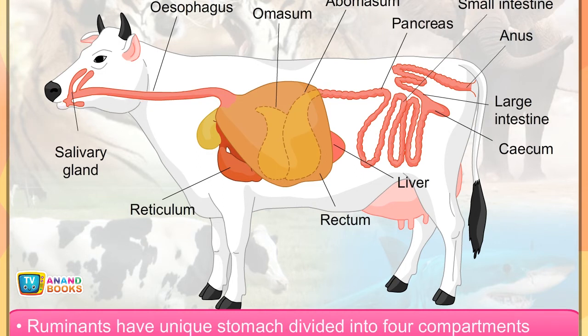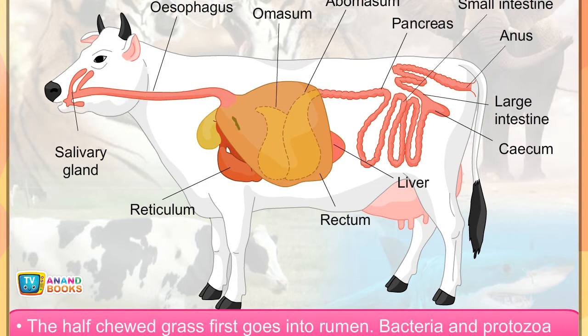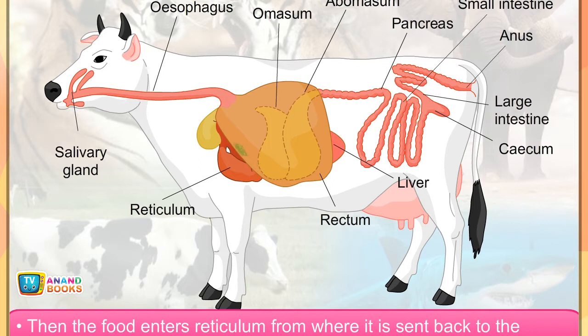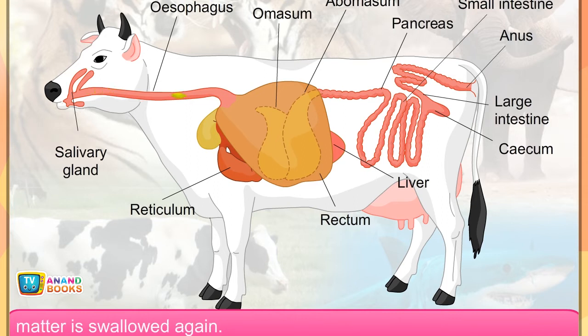Ruminants have a unique stomach divided into 4 compartments: rumen, reticulum, omasum and abomasum. The half-chewed grass first goes into the rumen. Bacteria and protozoa there break down the cellulose. Then, the food enters the reticulum, from where it is sent back to the mouth as cud to be chewed. This is called ruminating. Rechewed matter is swallowed again.